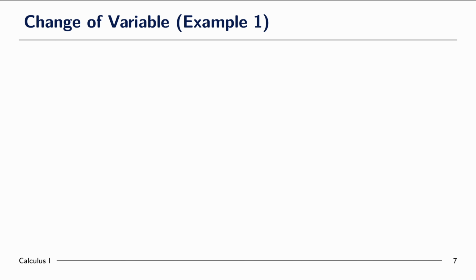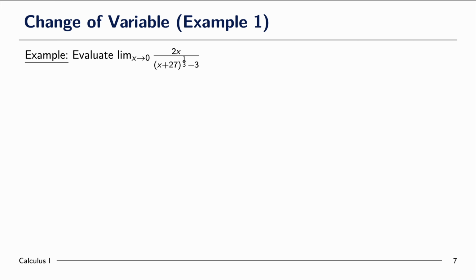Now let's go over a very useful technique called change of variable. Suppose we want to evaluate the limit of 2x divided by (x plus 27) raised to the power of 1 over 3 minus 3 as x approaches 0. Notice, if you try direct substitution, you'll get 0 over 0, which is an indeterminate form. So how can we compute this limit?